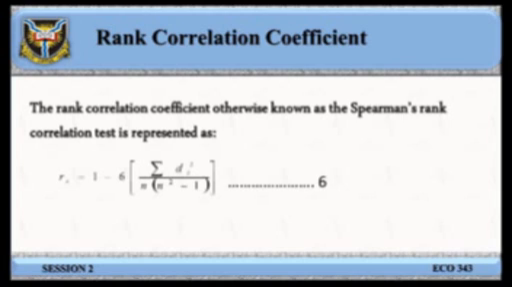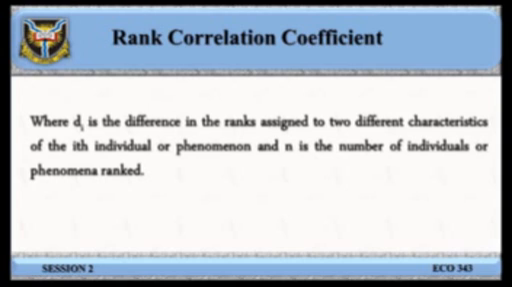Rank correlation coefficient. The rank correlation coefficient, otherwise known as the Spearman rank correlation test, is represented as r_s is equal to 1 minus 6 summation di squared over n into n squared minus 1, equation 6, where di is the difference in the ranks assigned to two different characteristics of the ith individual of phenomenon and n is the number of individuals of phenomena ranked.